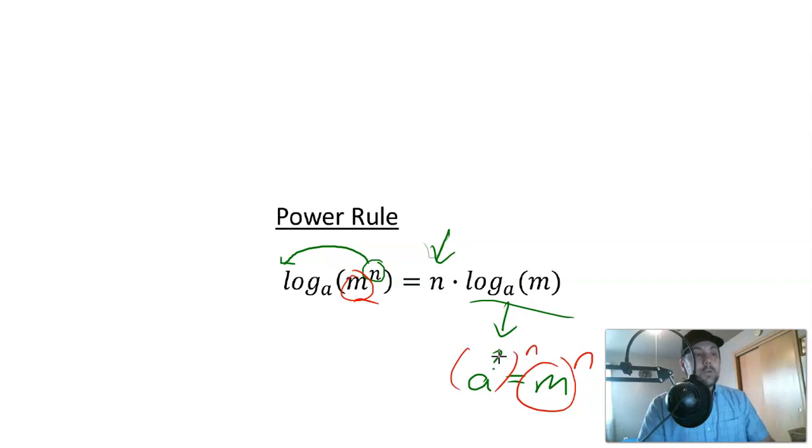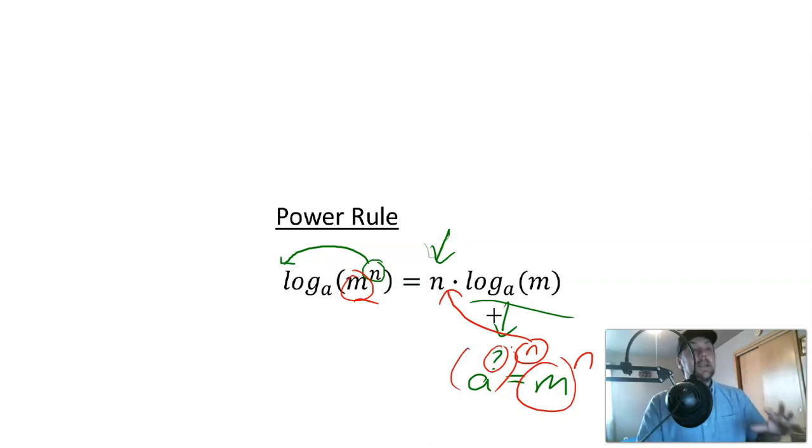And what would you do with these two exponents? You would multiply these exponents together. And so that's why the n gets multiplied to this logarithm, because the logarithm is representing this exponent. That exponent would get multiplied by n in the case where you're raising it to the power of n.